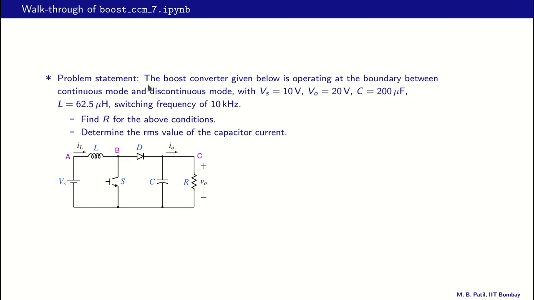The problem statement is: the boost converter given below is operating at the boundary between continuous mode and discontinuous mode, with Vs equal to 10 volts, the source voltage, Vo equal to 20 volts, that's the output voltage, capacitance equal to 200 microfarads, inductance equal to 62.5 microhenries, and a switching frequency of 10 kilohertz. And the reader, the user, is asked to find the resistance value for these conditions, and then also determine the RMS value of the capacitor current.